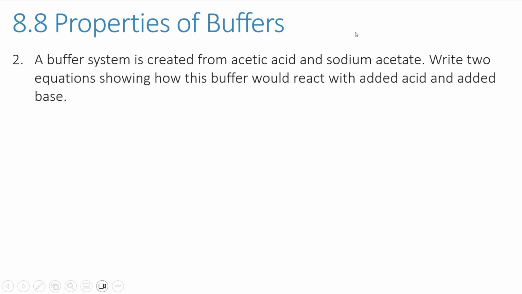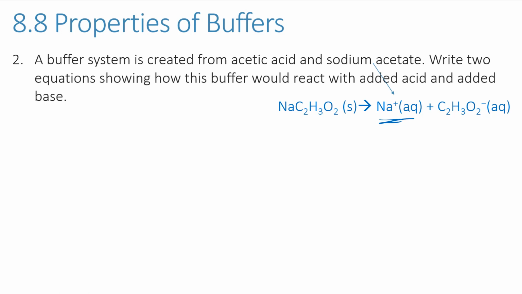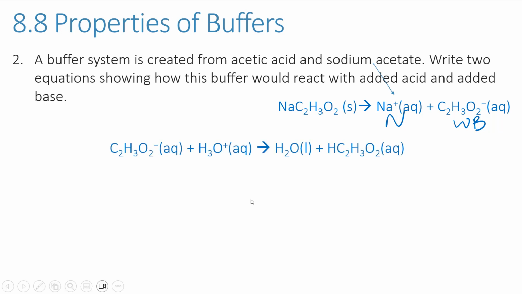A buffer system is created from acetic acid and sodium acetate. Write two equations showing how this buffer would react with added acid and added base. So when we add sodium acetate into water, we're going to get Na+. Na+ is a neutral ion, so it would never be part of a buffer. And then we have acetate minus, which is a weak base itself. So when we add sodium acetate, we're actually forming acetate in solution, and we also have acetic acid.